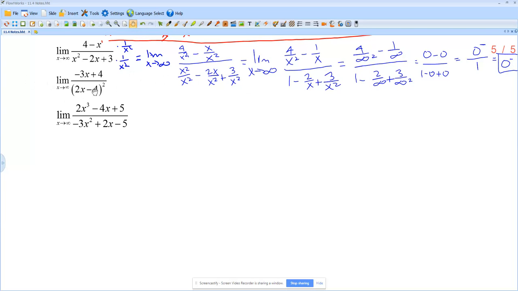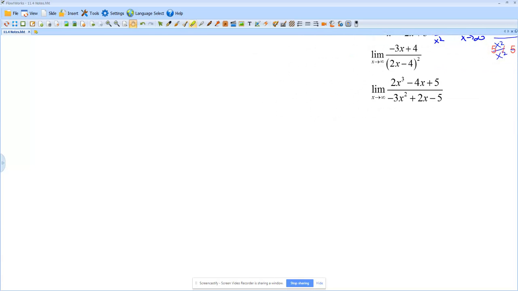Okay, this next problem we're going to work out to the left. Probably should have told you to leave some room. I didn't, so deal with it.